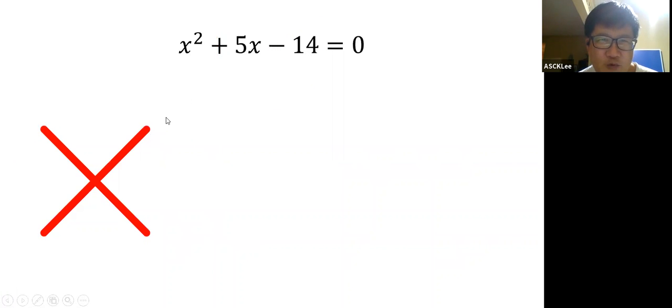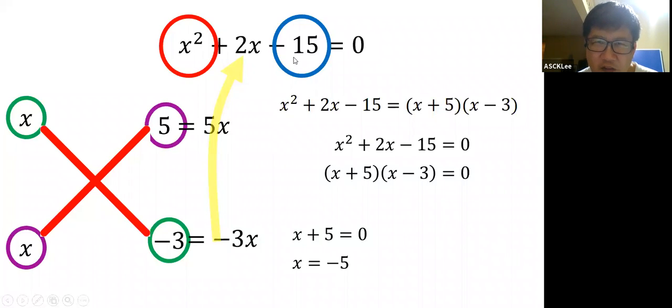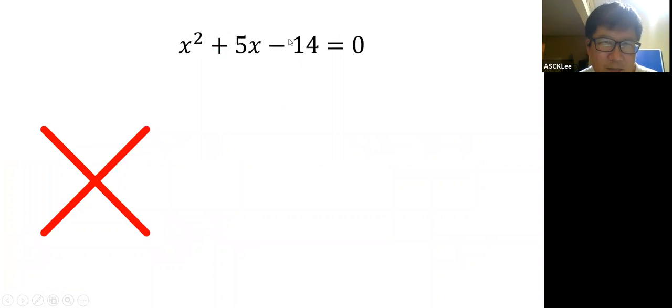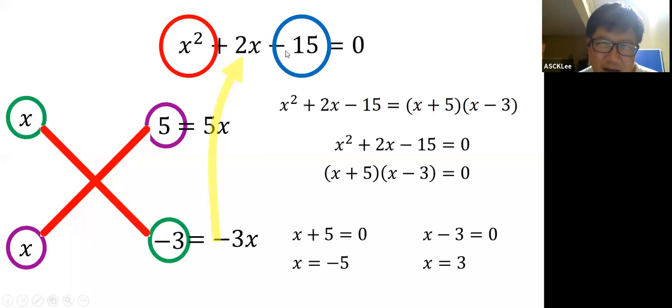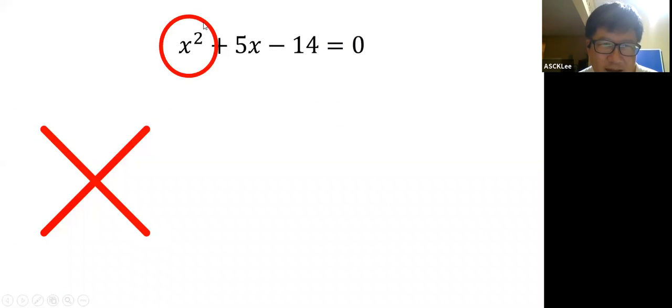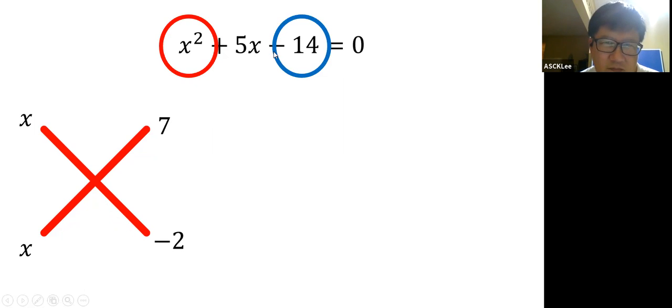Now let's do another one, x squared plus 5x minus 14. Again, it's a little tricky because there's a minus here. The ones that we have done prior to this were all plus, plus, plus, all the way, very simple. But this is a little trickier because of the minus here. So again, x squared, you have x times x equals x squared. And you have minus 14. Minus 14 can be 7 times minus 2. To get minus 14, one of your numbers must be a minus. So let it be minus 2.